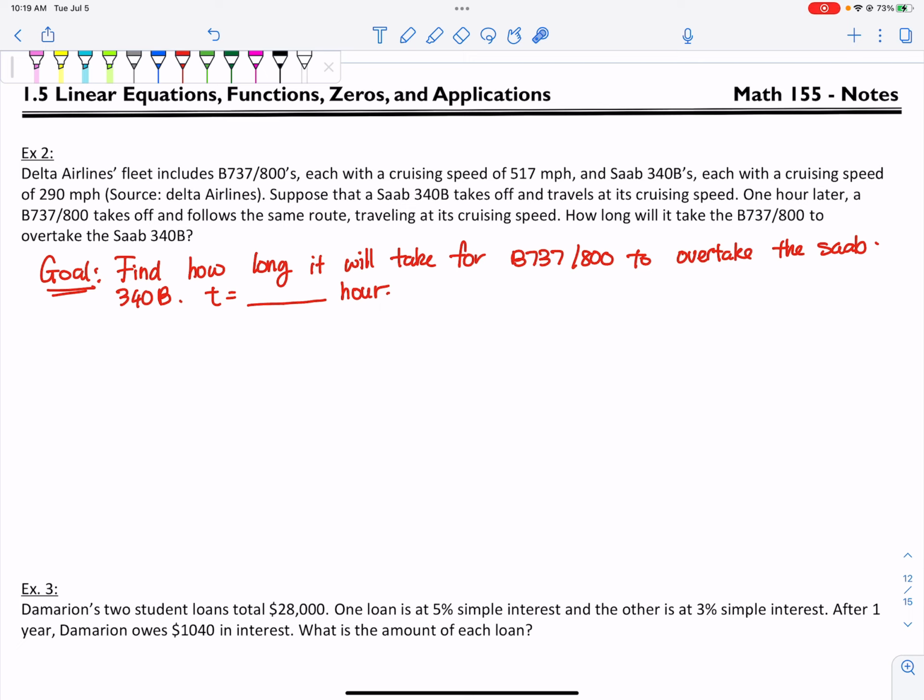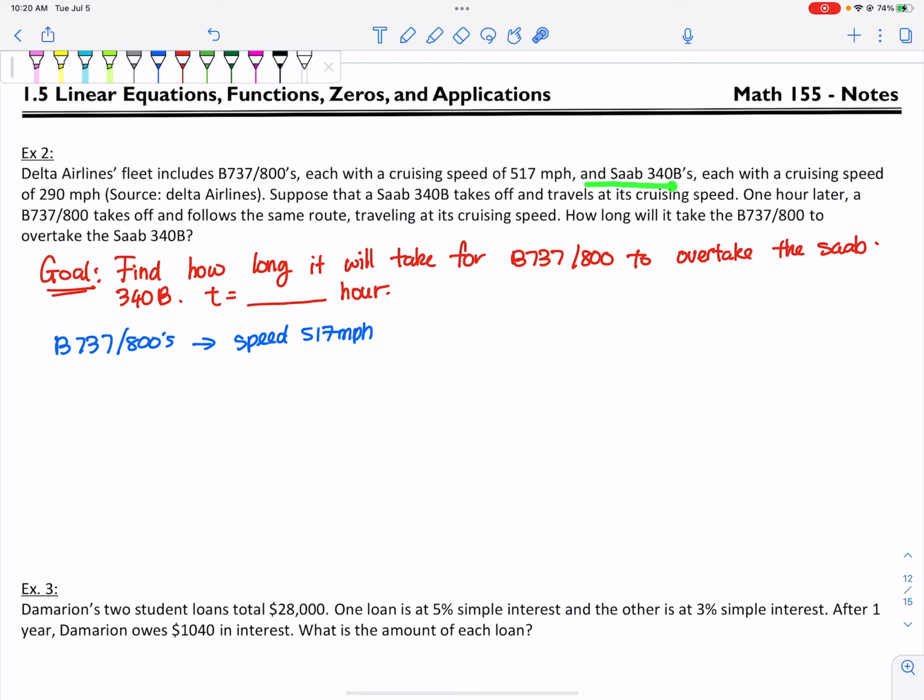Now that I know what my goal is, I know what I'm looking for, I'll go back and read this paragraph and jot down relevant information. So here we have Delta Airlines fleet includes B737-800, each with a cruising speed of 517 miles per hour. So let's jot that down. We have the B737-800's speed is 517 miles per hour.